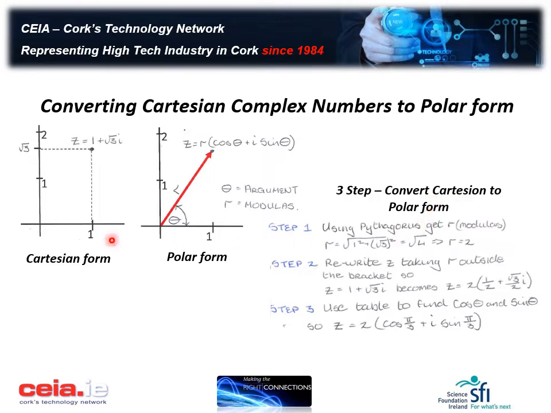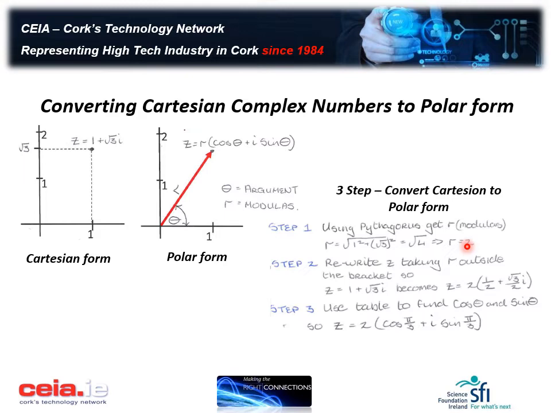So step one of the process, starting with your Cartesian form, is to use Pythagoras to get the modulus of the complex number. The modulus is the distance from the origin to the complex number itself, and you can see here that we have a rectangle. So we can get the distance from the origin to the complex number simply by using Pythagoras. In this case, we get the modulus, r, is equal to the square root of 1 squared plus root 3 squared. So that gives us the square root of 4. So the modulus in this case is 2.